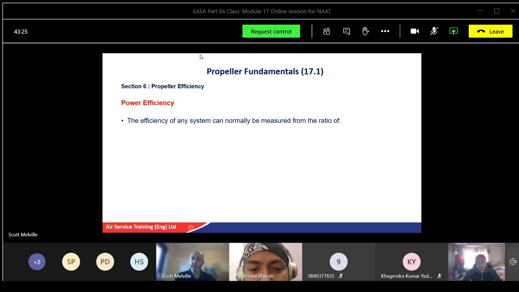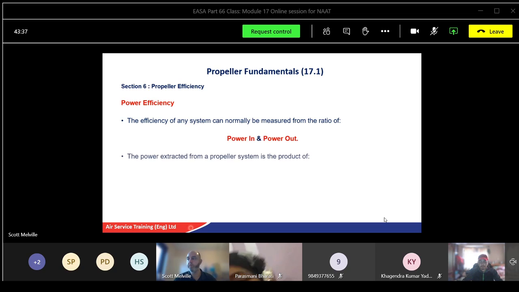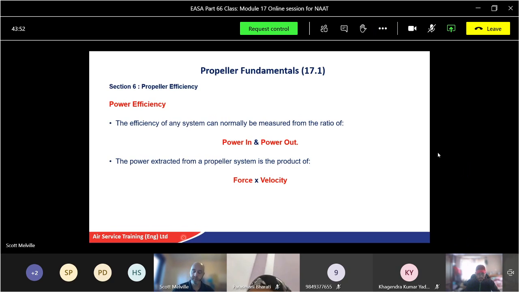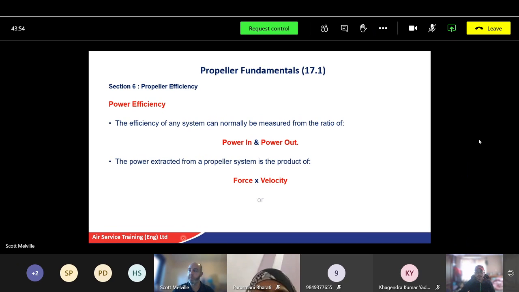What is it? The efficiency of any system can normally be measured from a ratio. Again, we're looking at ratios, so it's going to be formulas. A ratio is also known as a coefficient. So we're looking at power in and power out. The power extracted from the propeller system is a product of force times velocity. Going back to basic physics, P for power equals force times velocity.